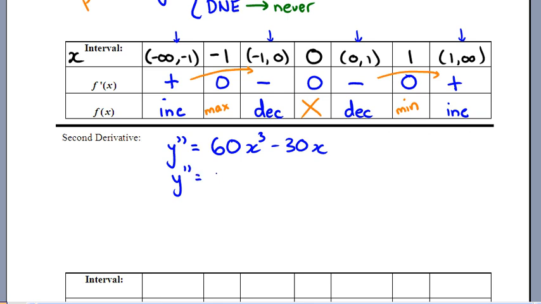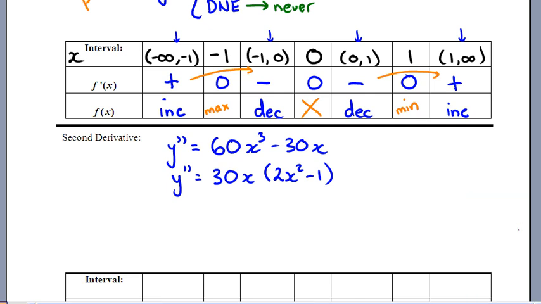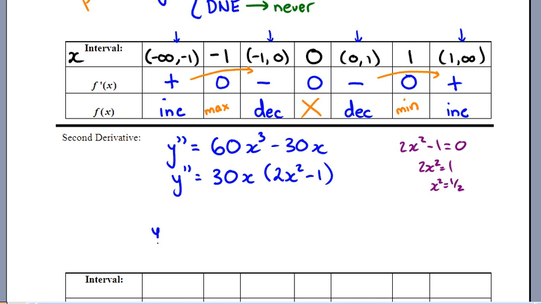That second derivative can be factored with a GCF of 30x, and then you would have 2x squared minus 1. And that does not factor nicely, but it could actually equal 0. You could take it aside and ask, could 2x squared minus 1 be 0? Doing a little zero product rule: 2x squared would be 1, x squared would be a half, so plus or minus the root of a half. So there are some interesting times here for this second derivative.